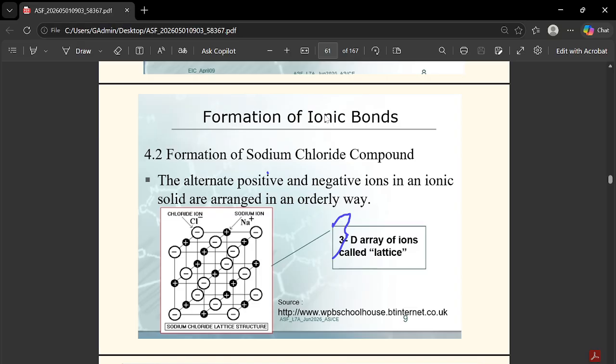So in the formation of ionic bonds, we have alternating positive and negative ions in the ionic compound that are arranged in an orderly way as well. You don't really need to know this, but it's just something I wanted to mention. Okay.